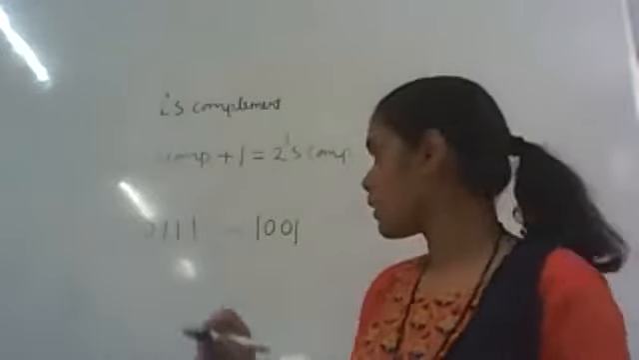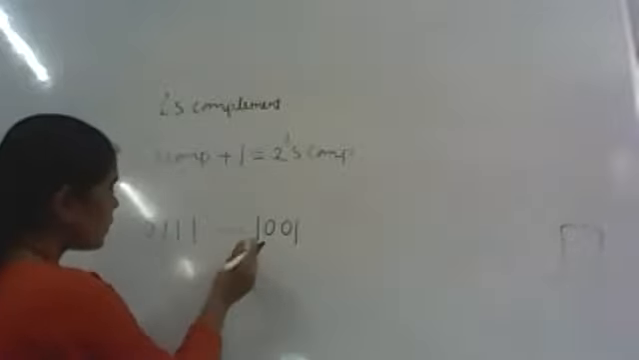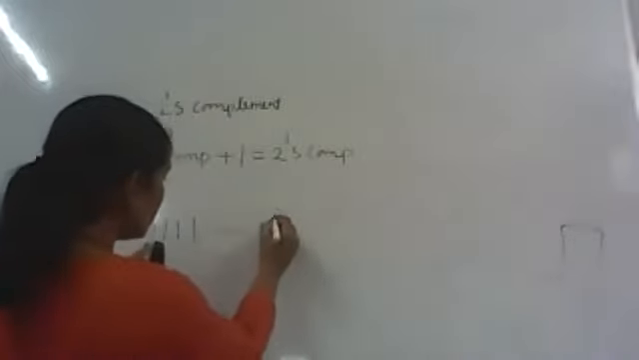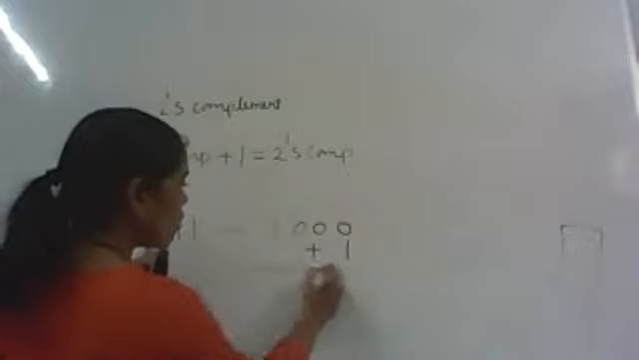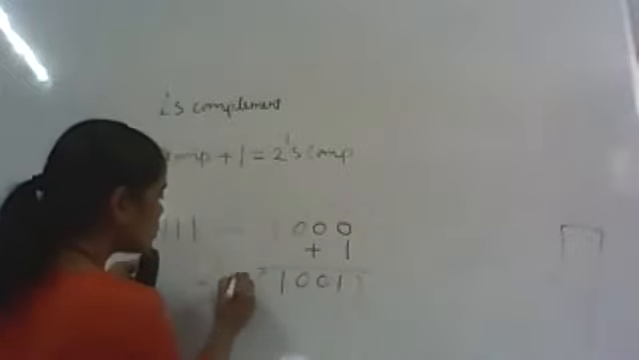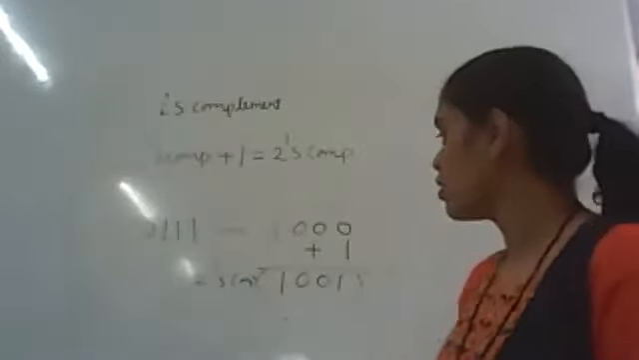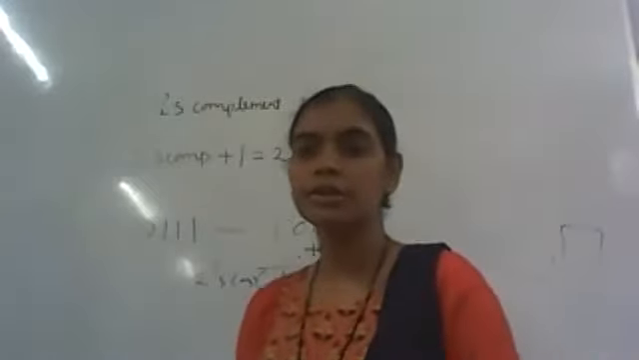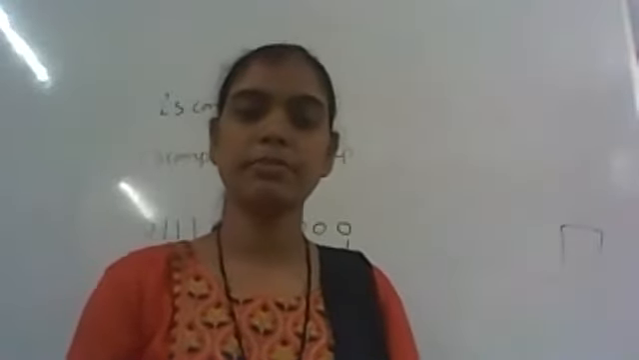How is it done? See here, this number, firstly we convert it to 1's complement. It's 1 0 0 0, plus 1, so 1 0 0 1. This is the 2's complement number. Got it?